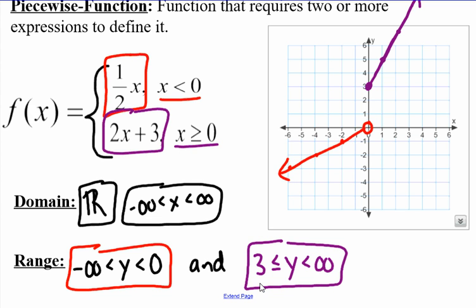I could write two different statements. Or I could say I get all y values except for those between 0 and 3, not including 0, but including 3. That's a lot to write in English, so we have these notations.